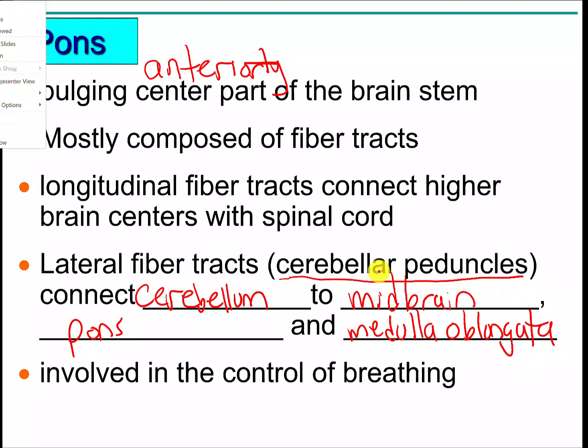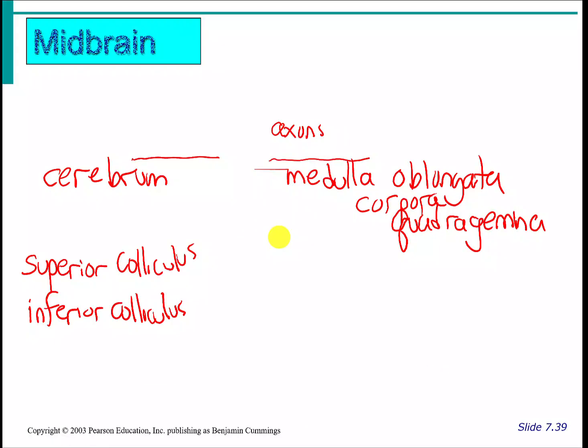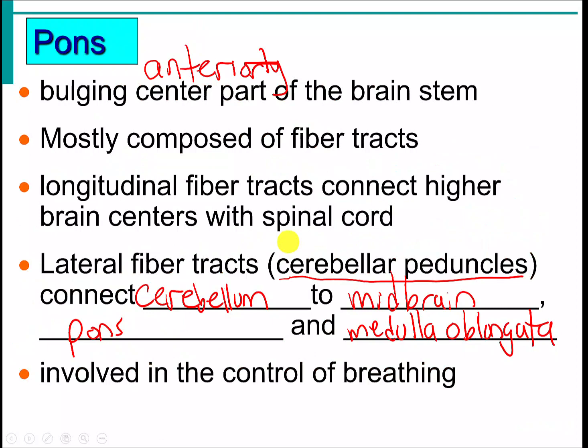I can show you. Okay, so if we look here, we can see the cerebellar peduncles, 1, 2, 3. So the superior cerebellar peduncles are connecting the cerebellum to the midbrain. The middle cerebellar peduncles are connecting the cerebellum to the pons, and the inferior cerebellar peduncles are connecting the cerebellum to the medulla oblongata. So again, the role of these peduncles is to connect the cerebellum to the brainstem.